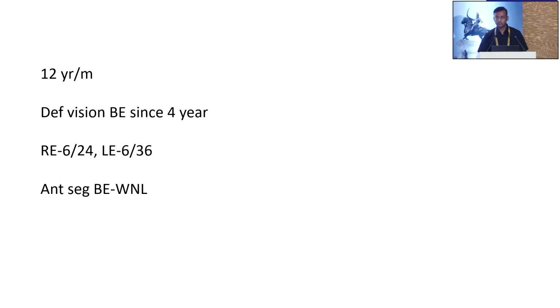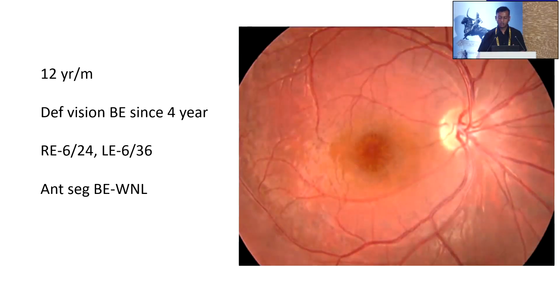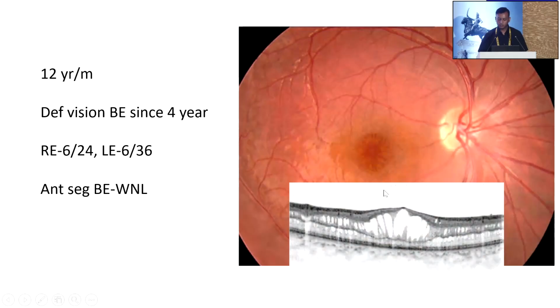Coming to another case of electronegative ERG, a 12-year-old boy presenting with diminution of vision, 6/24, 6/36, anterior segment normal. On fundus photography, you can see certain macular changes, a cartwheel appearance, which is confirmed on OCT, where there is intraretinal schisis, schitic cavities.